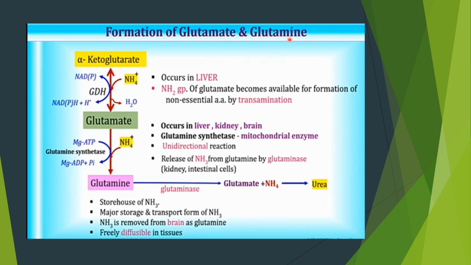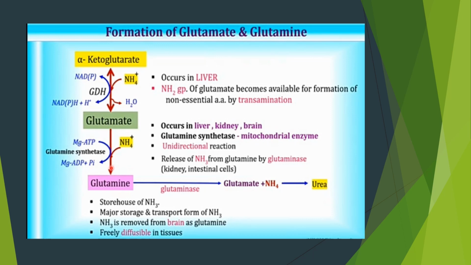Now we see the formation of glutamine. The glutamate and ammonium ion both combine with each other and form glutamine. It occurs in the liver, kidney and brain. This reaction requires glutamine synthetase as an enzyme and requires ATP. The glutamine synthetase enzyme is a mitochondrial enzyme and it is a unidirectional reaction. Glutamate to glutamine formation is a unidirectional reaction.